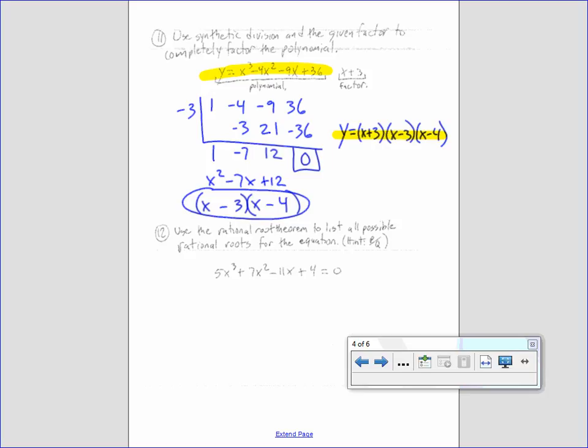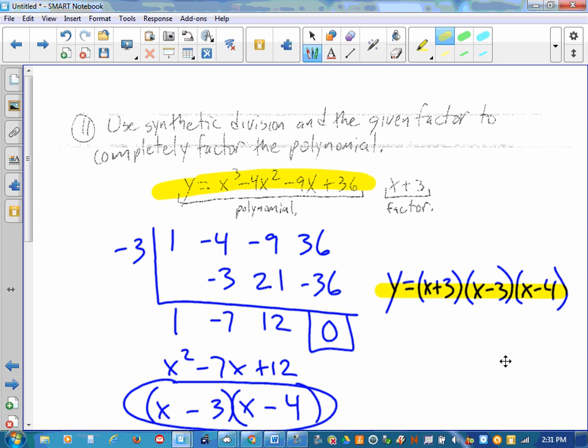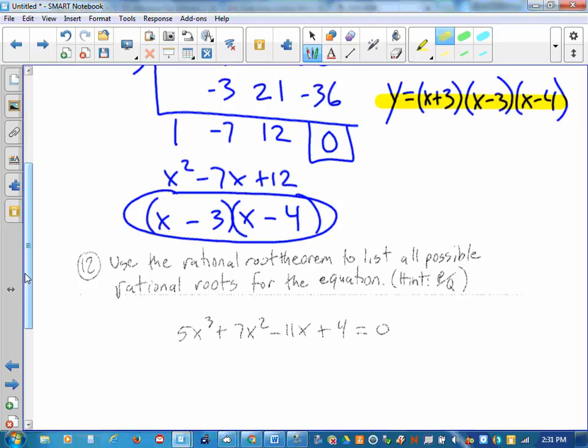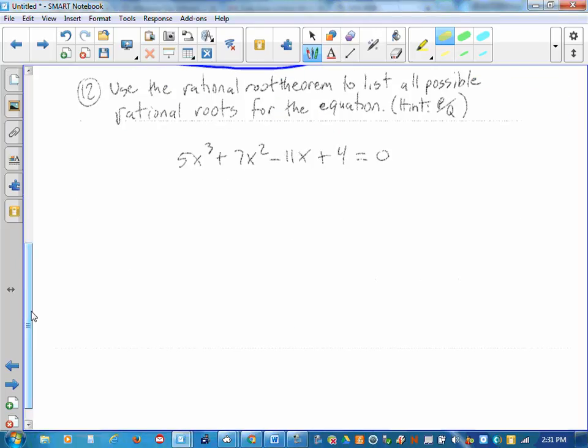So I had a factor given to me and I had synthetically divided that factor out, leaving a quadratic, and then that quadratic factored again. So the only thing left to do would be to make it equal to 0 and solve it. But it didn't say solve, it just said factor it. So it's practicing the factoring part.